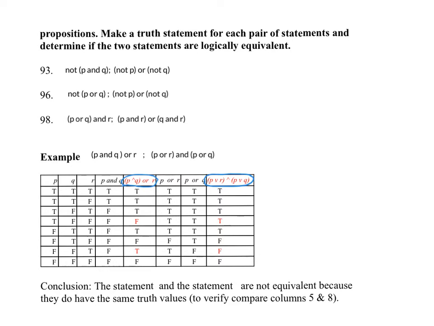And what I did there was I highlighted in red where they disagree. So you can see in the 4th column down, they don't agree, and you can see in the 7th spot down in each of those columns, they don't agree. So that's why I concluded that they were not equivalent, because they don't have the same truth values. And I told you to compare columns 5 and 8, which are the 2 that I circled, and then it would be the 4th and the 7th spots down where we're comparing.